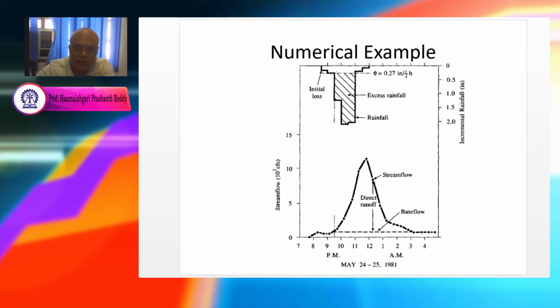One important point in this figure: it has got three axes. The left side axis is stream flow, the base is time, and the right side is the rainfall. There are three axes because the rainfall hyetograph is between time and incremental rainfall, whereas the flood hydrograph is stream flow versus time. So time is the common unit for both figures, but their y-axis is different.